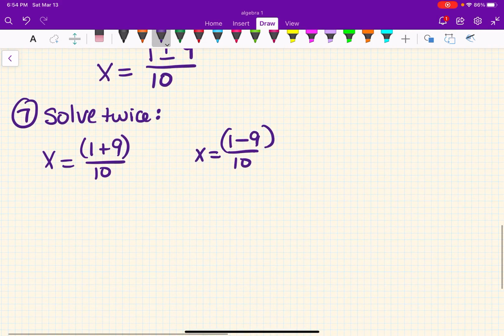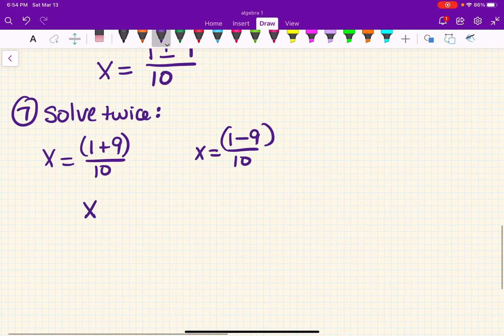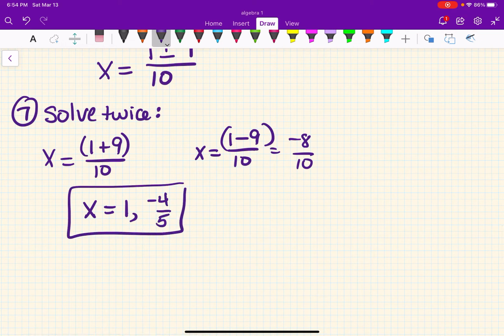And so this first one is going to be 10 over 10. So my first solution is 1. And the next one is going to be negative 8 over 10, which simplifies to negative 4/5. So there's my solution. You can write it like that, or you can do the brackets. Now I found my 2 real solutions. If I were to graph this parabola, it would cross at 1 and negative 4/5.